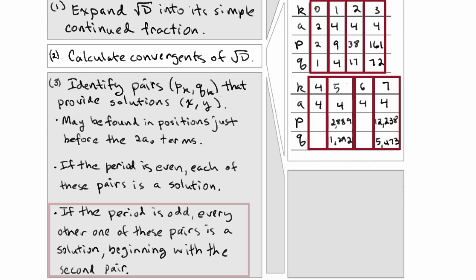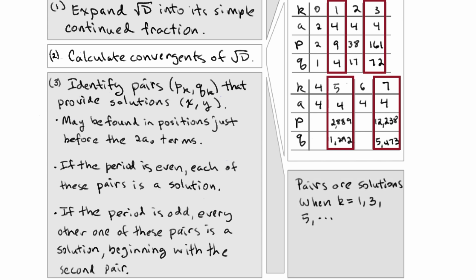Following the process, though, since the period is odd, we use every other PQ pair, starting with the second one. So we skip the first one and every one after it, which leaves us with the second column and every one after that. These are the columns with solution pairs. So there are solutions when k equals 1, 3, 5, and so on. The solutions are 9, 4, 161, 72, etc. I'll leave it to you to check some of these and confirm that they satisfy Pell's equation with d equals 5.